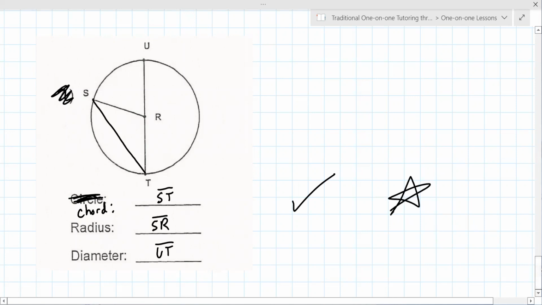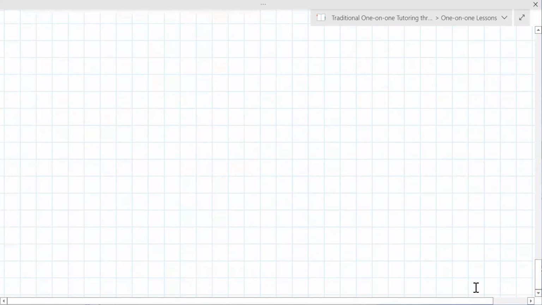All right, let's transition to formulas involving circles.